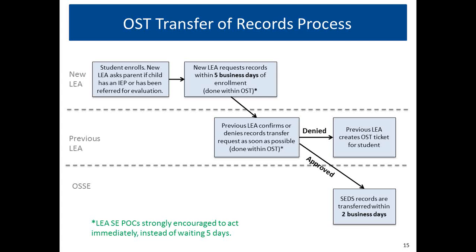Now let's say a different LEA requests you to move records over, but you say, hey, wait a minute, that student is still at my school. Why are they requesting those records? That means there's probably something fishy going on with enrollment, so you need to put a ticket in the OSSE support tool saying, hey, they want these records, but I have the student, what's going on? Now, if you do approve the transfer, OSSE will send those SEDS records over within 2 business days.